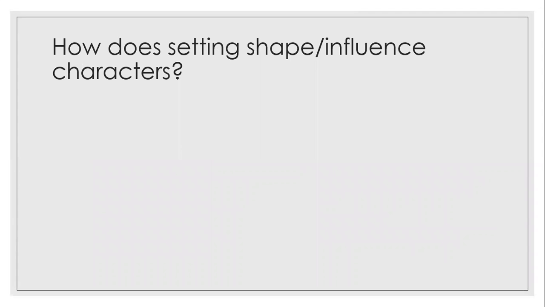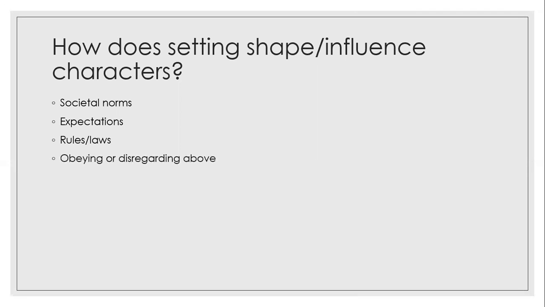Okay, so how does a setting and its dimensions shape or influence characters? You can look at this through societal norms, through the expectations that society has, or a particular country, or wherever this setting is. What expectations are there, what rules or laws have to be followed, and then looking at a character, are they obeying or disregarding any of the above?